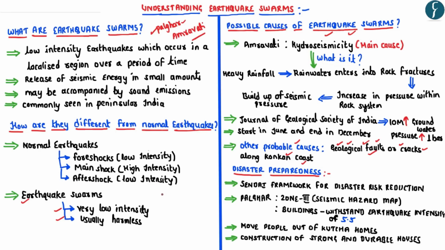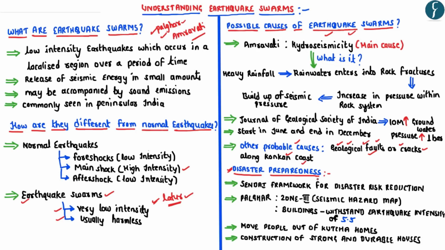However, if you look at the major earthquakes in peninsular India, such as the earthquake in the Latur district of Maharashtra, this particular earthquake was preceded by a series of earthquake swarms, which finally culminated into a main shock in the Latur district. Hence, based upon our experience in the Latur district, there is a possibility that the earthquake swarms of the Palghar district may also lead to a main shock in future. And hence, accordingly, we need to be prepared for this probable disaster in future.